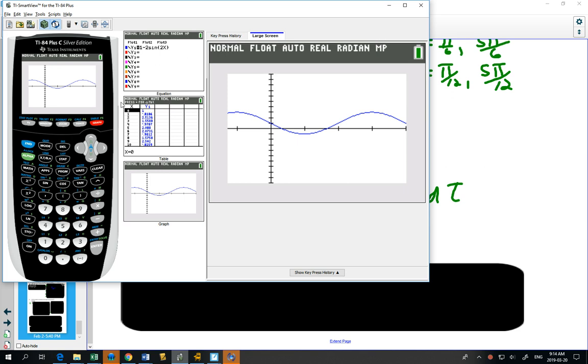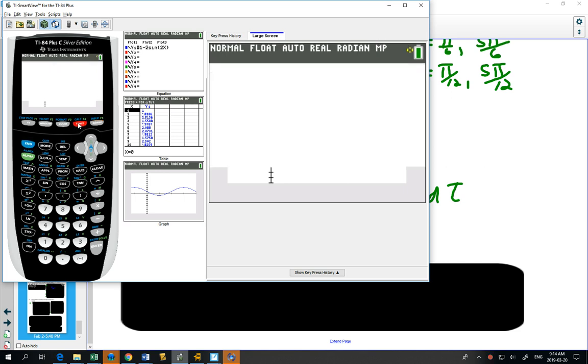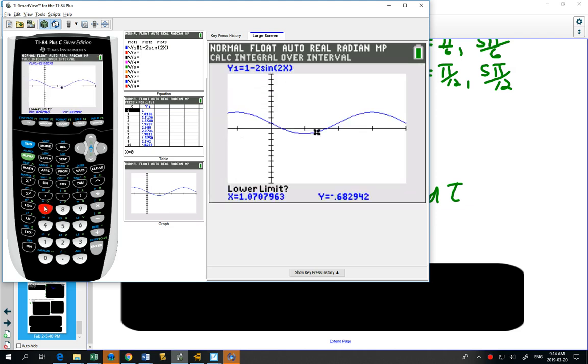So on my calculator, if I go second calculate, and I want to go to number 7, the integral, starting at 0 and going to pi over 12. It finds that first area, 0.128. If I want to find the second area from pi over 12 to 5 pi over 12, that area should be negative. And then when we take the absolute value, it will be positive.